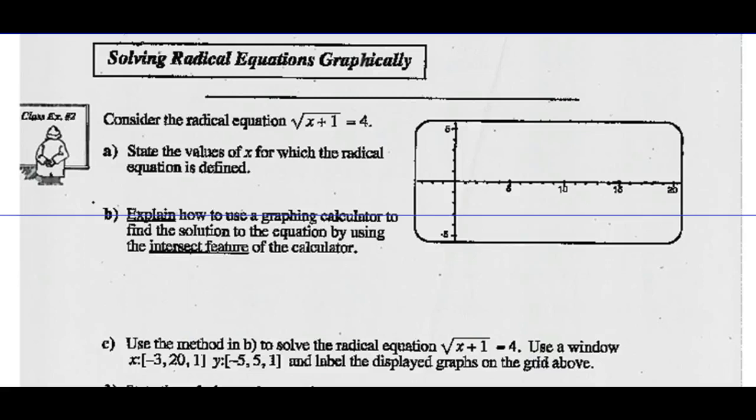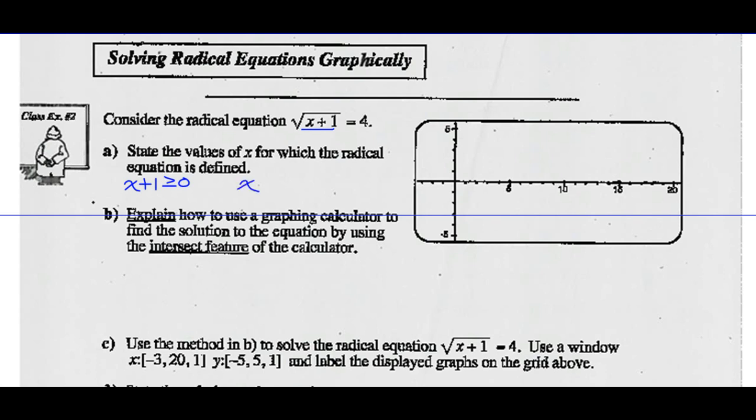Example 2. Solve some radical equations graphically. All right. Consider the radical equation square root of x plus 1 equals 4. State the values of x for which the radical equation is defined. So they're talking about restrictions. So underline your radicand and make sure that radicand value is never negative. Must be greater than or equal to 0.